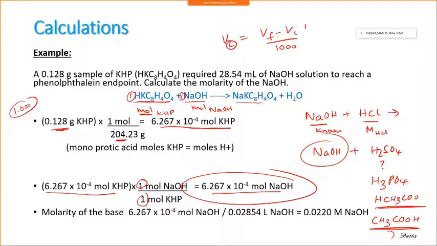But you need to divide by 1000 because I need volume in liter. These were milliliters, so when I divide by 1000 milliliters per 1 liter, I will get liter. Whatever the answer you get is in liter. Okay, this is how you do the calculation. Whatever the moles you get, you divide by the volume in liter, and this will come from the burette, final minus initial reading.